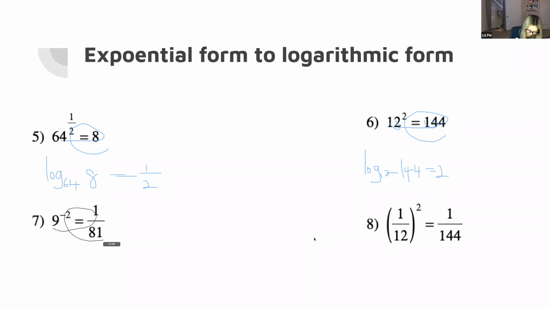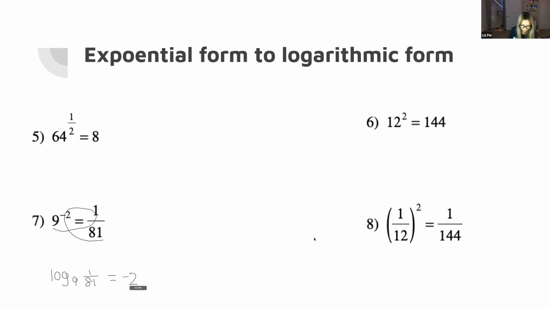So first you reach 9, so log base 9, and then you get to 1 over 81, and that's equal to -2. Here you see another negative exponent. Remember you have to put 1 over 9 to the second power, which gives you 1 over 81.